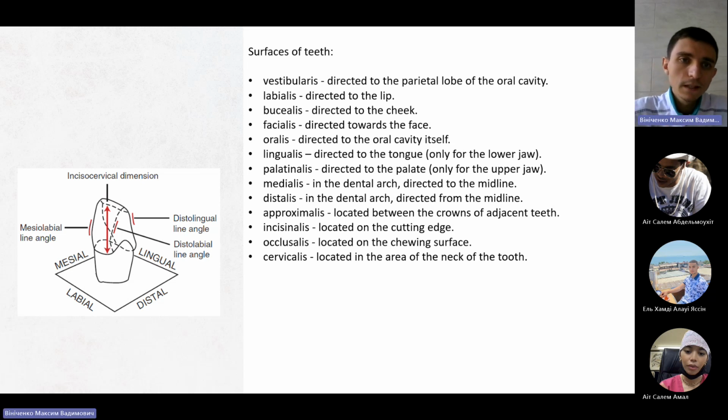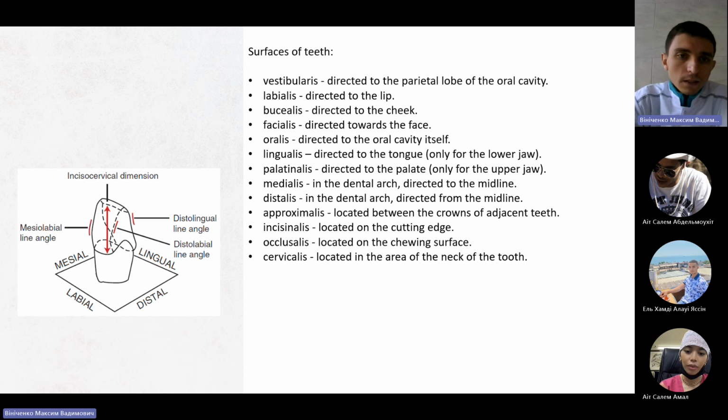So if we see that there is a lingualis surface, we talk about only the lower jaw. We couldn't say that there is a lingualis surface on the upper jaw. If the teeth have this surface on the upper jaw, we call it palatinalis. So palatinalis is directed to the palate, but only for the upper jaw. Medialis, also called mesialis, in the dental arch, is directed to the midline. Distalis, in the dental arch, is directed away from the midline.